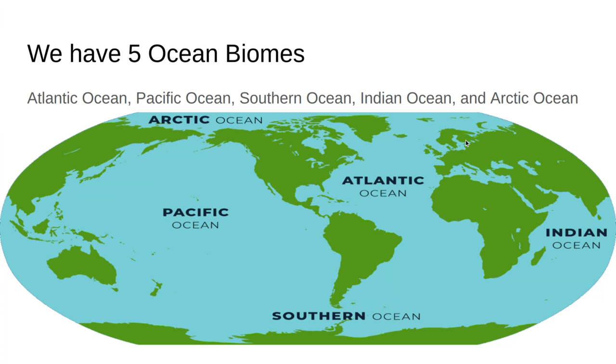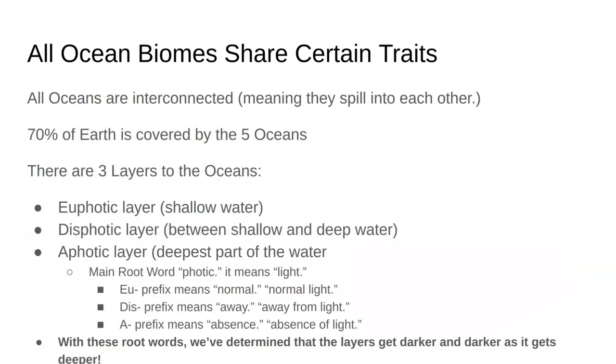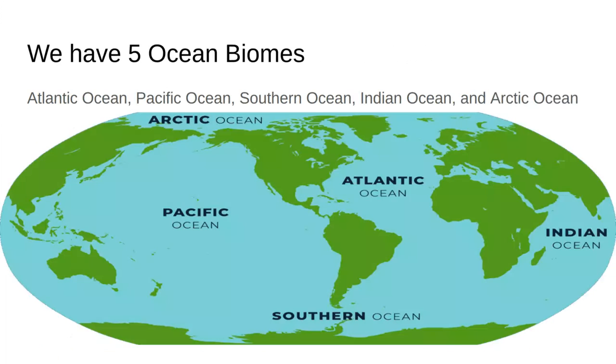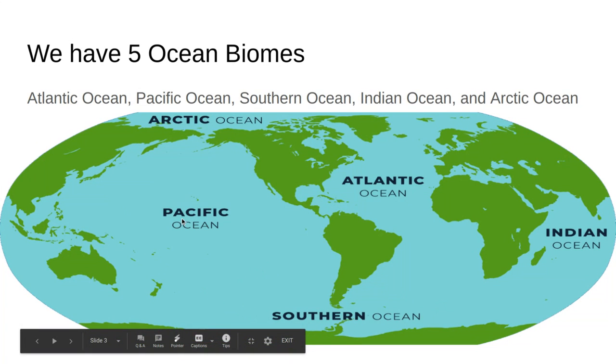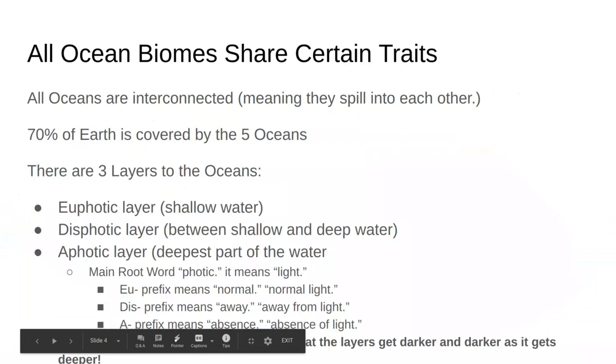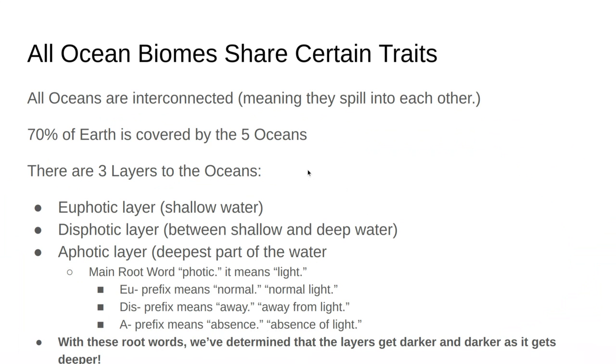And again, we have Arctic biome there as well. All oceans are going to share certain traits because they all spill into each other. As we can see, they're all interconnected. 70% of Earth is covered in these oceans. So 70% of life on this Earth comes from the ocean.